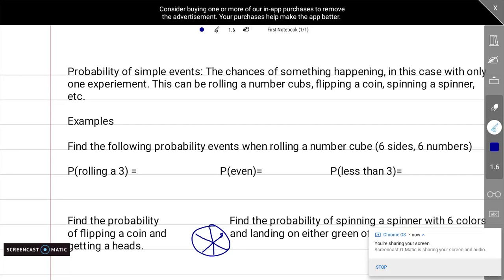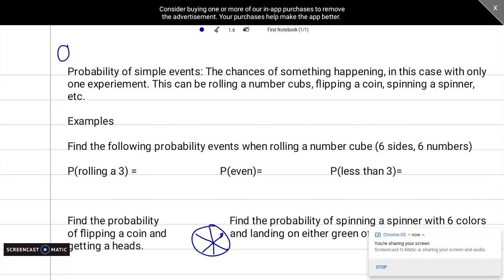Probability is basically the chances of something happening. Probability can only go between 0 and 1 if you're thinking decimal form. If you're thinking percents, you can only have a 0% chance to a 100% chance. If you get a negative or something over 100%, then your probability was not done correctly. So this is going to follow for any probability moving forward.